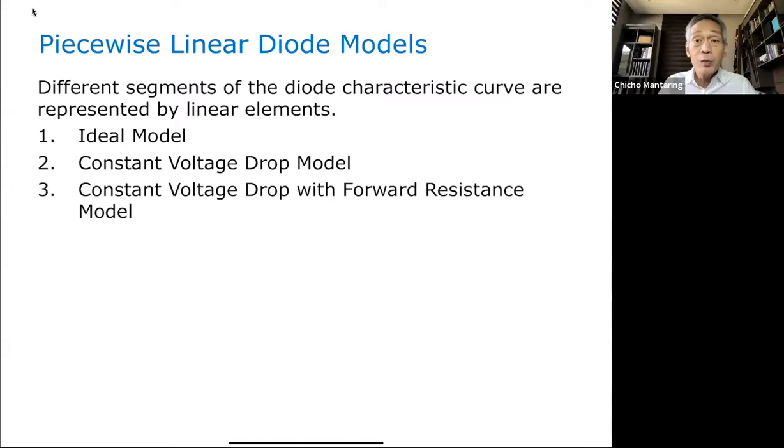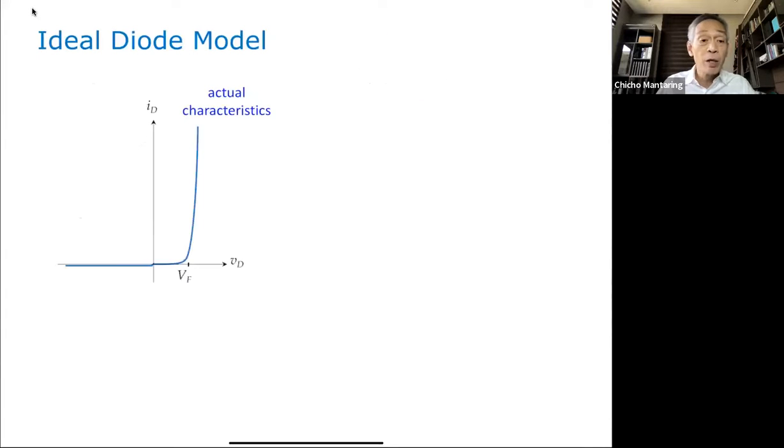And there are three models which I'm going to introduce to you. The first is the ideal diode model. The second is the constant voltage drop model. And the third is the constant voltage drop with forward resistance model. So let's take these up one by one. Let's start with the ideal diode model.